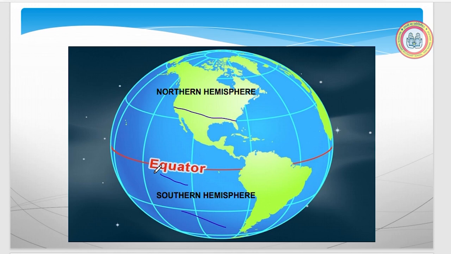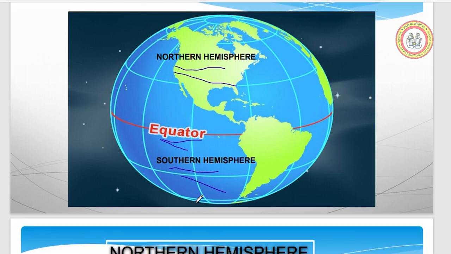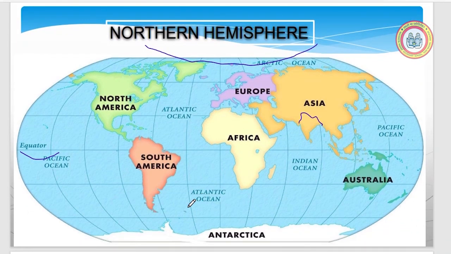This is the equator, 0 degree latitude. An equator is an imaginary line at 0 degree latitude. It divides the Earth's surface into two hemispheres. Above the equator is the northern hemisphere and below the equator is the southern hemisphere. India is a vast country located in the eastern part of the northern hemisphere.